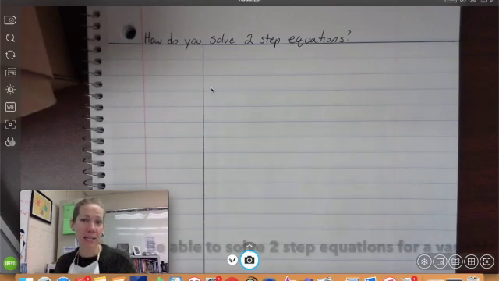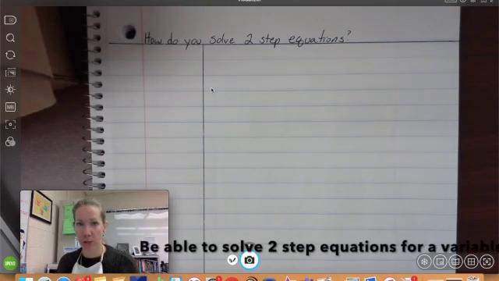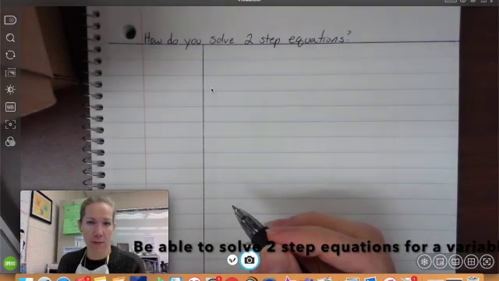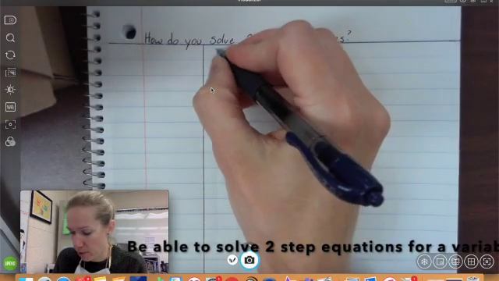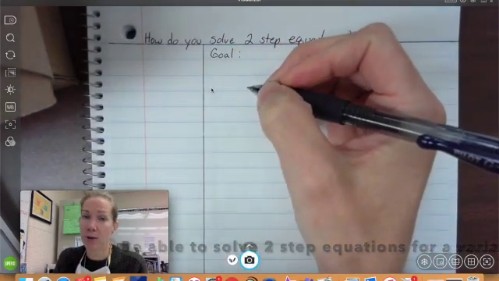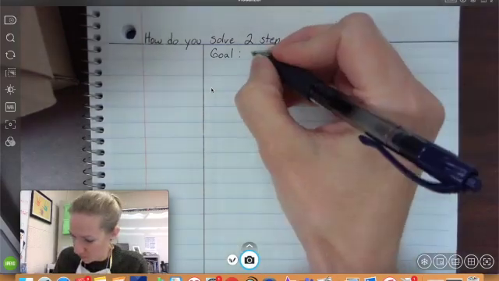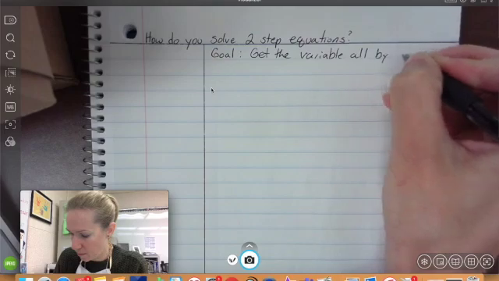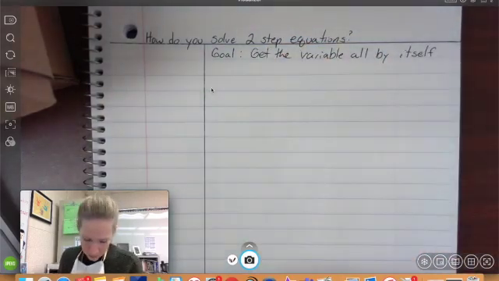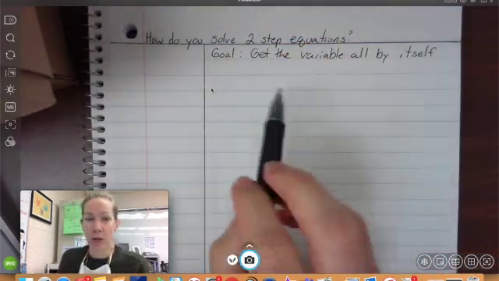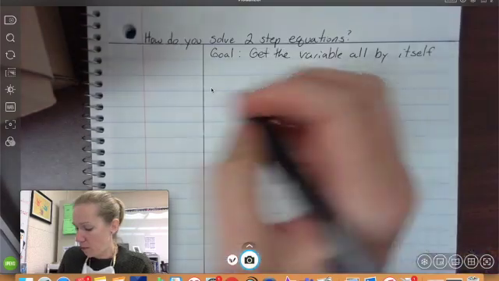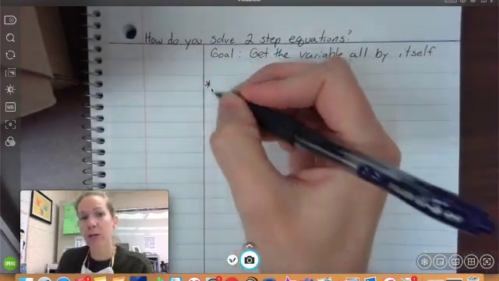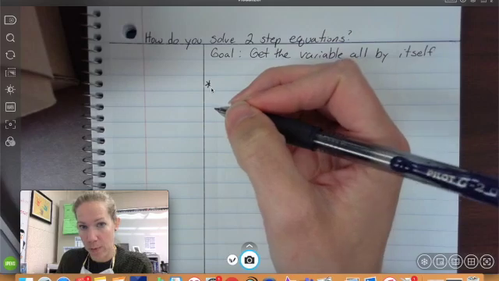Hello, by the end of today's lesson, you should be able to solve two-step equations for a variable. The goal of solving a two-step equation is to get the variable all by itself. Okay, so you're solving for that variable, and once you get it all by itself, you know what it equals. The key here is that you are going to do the reverse of the order of operations.